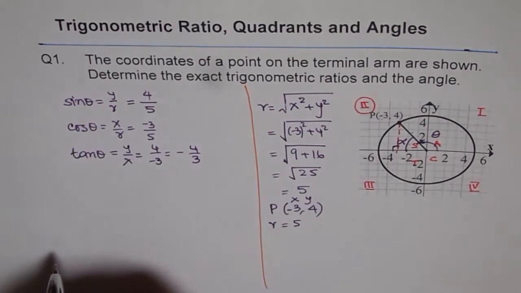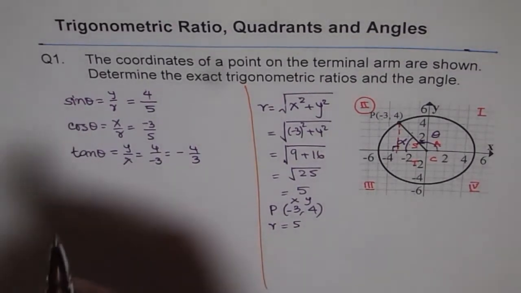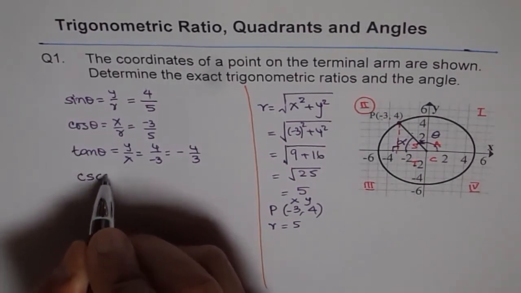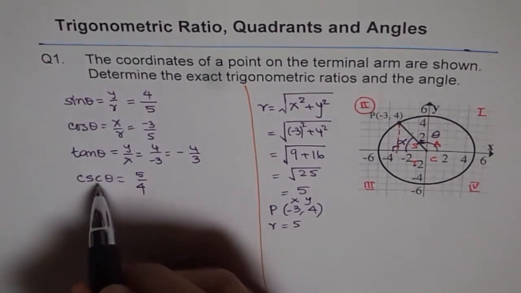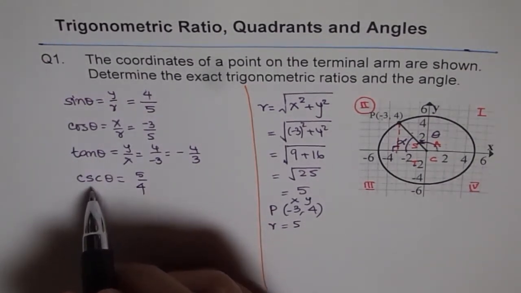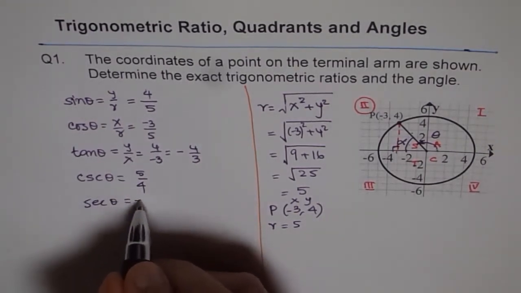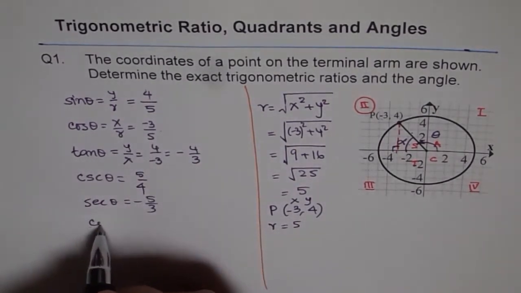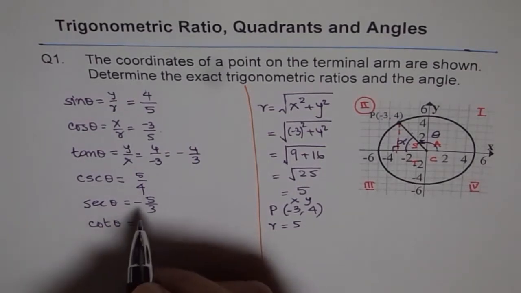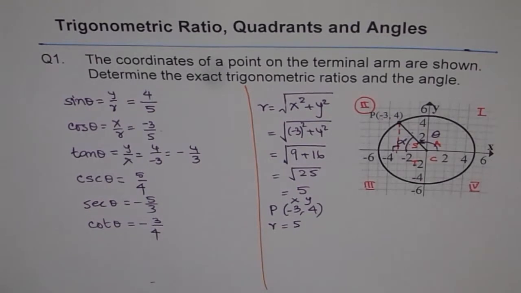Now the reciprocals of these ratios. For sine it is cosecant, so cosecant theta is 5 over 4. Sine and cosecant will be positive in quadrant 2, and the rest will be negative. Secant theta is the reciprocal of cosine, so we get negative 5 over 3. Cotangent theta is the reciprocal of tan, so it is minus 3 over 4. So these are our trigonometric ratios.